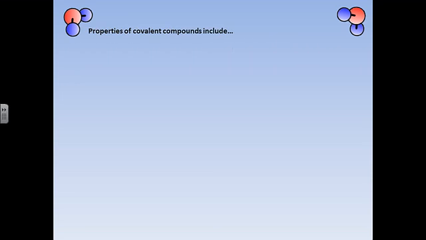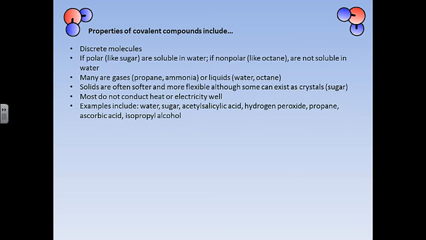Properties of covalent compounds include the fact that they are discrete molecules, unlike ionic compounds, which were atoms arranged in a crystal lattice. If the molecule is polar, like sugar, it is soluble in water. If it is nonpolar, like octane, it is not soluble in water. Many are gases, such as propane and ammonia, or liquids, such as water and octane. Solids are often softer and more flexible, although some can exist as crystals, such as sugar. Most do not conduct heat or electricity well.